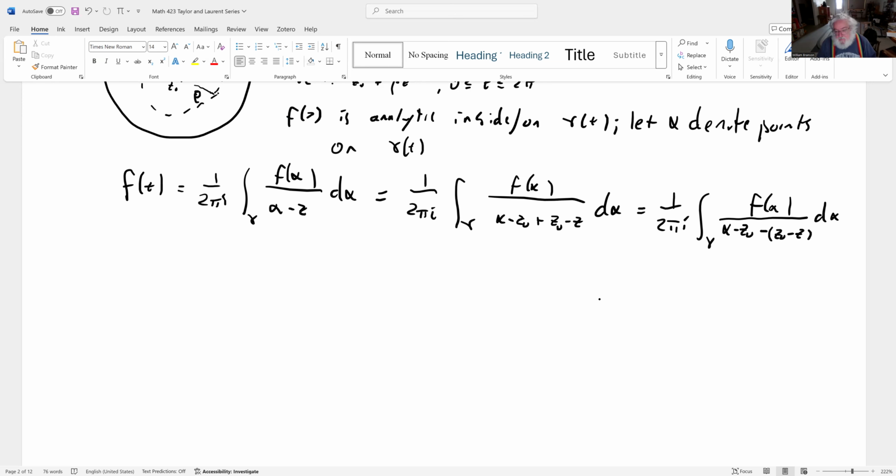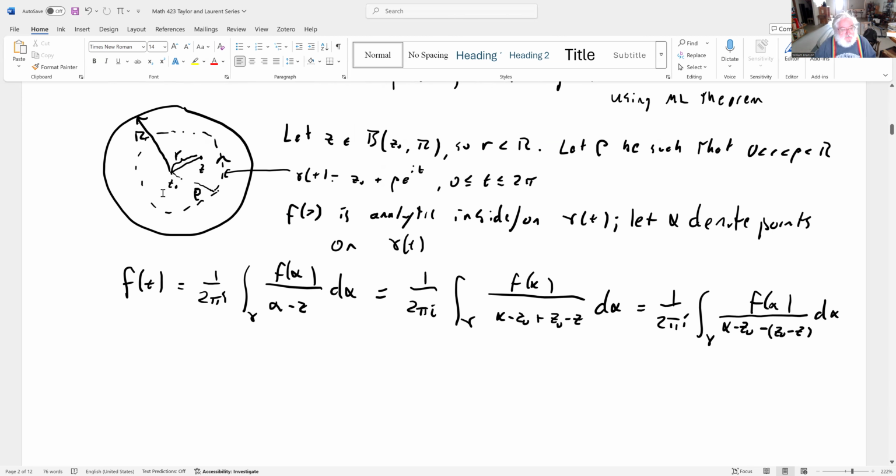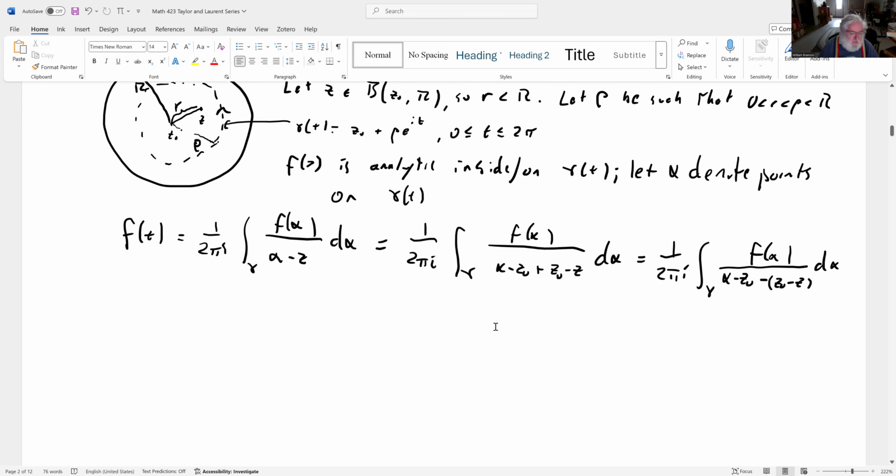Point is that alpha minus z0 is bigger than that. So the distance between any point on this circle to z0 is rho. The distance from z0 to z is r. r over rho is less than 1, and that's going to actually get us that our remainder is going to be 0. But we need to get some work done to get there. So what does that tell me now?